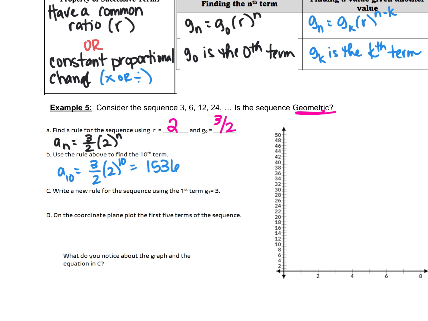Okay, so now it says write a new rule. It's going to still be the same sequence, but this time start with the first term. So a sub n is going to equal, what is my first term? What value is it? 3. My common ratio is still what? 2. And now my exponent changes to n minus the term I'm on, so n minus 1. So 3 times 2 to the n minus 1.